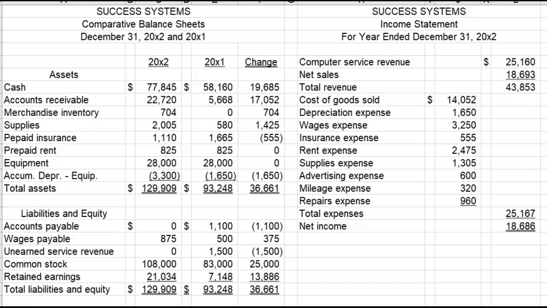In this video, we'll begin the necessary calculations to convert the accrual basis revenue and expenses for Success Systems to the cash flows, inflows, and outflows that we need to show in the operating activities section of the statement of cash flows prepared under the direct method.